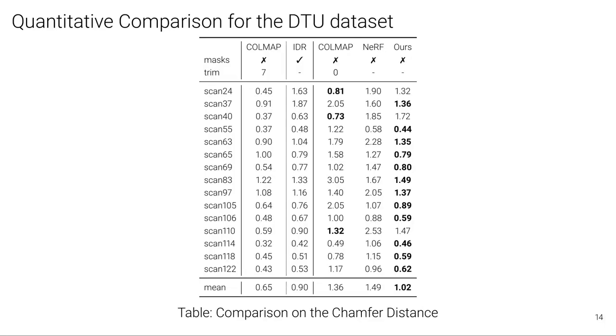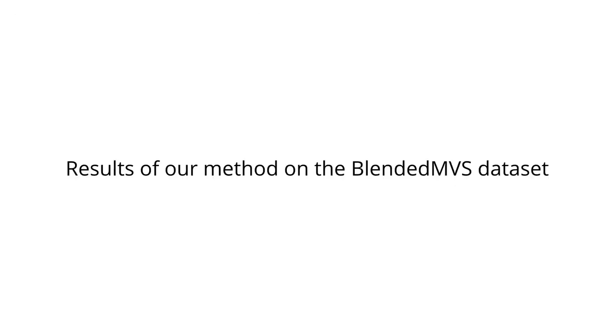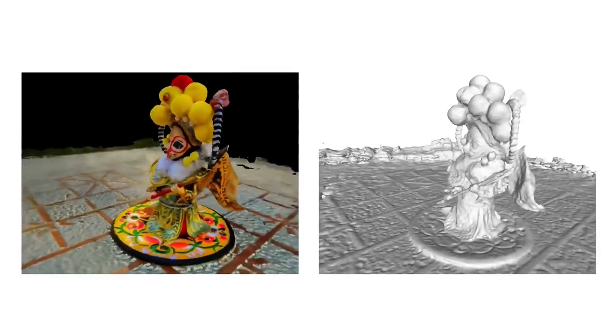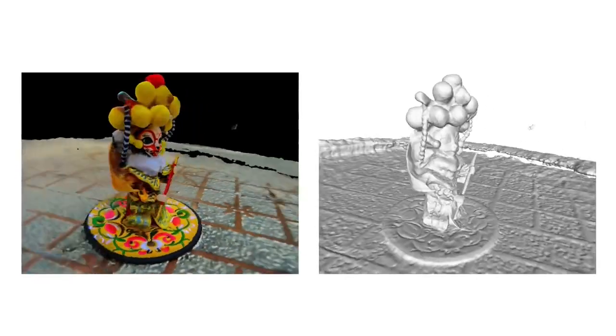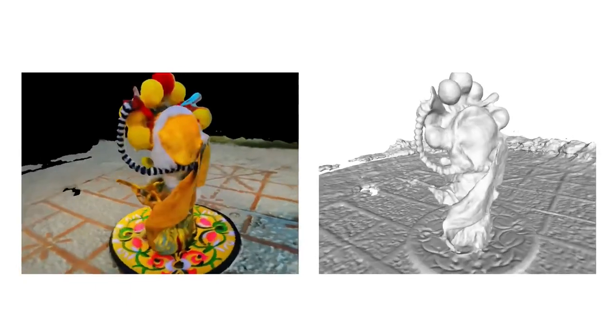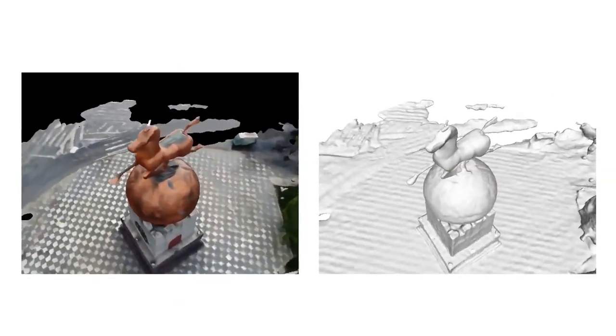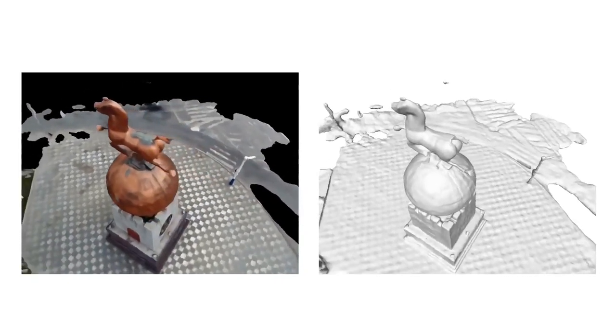In a quantitative comparison using the official DTU evaluation procedure, we found our method compares favorably to COLMAP without trimming and NeRF regarding the chamfer distance. IDR shows slightly better numbers but uses mask supervision. We further applied our method to object-centered samples from the BlendedMVS dataset. Here we use an additional background model to handle more difficult background in the scenes. Our model also shows plausible reconstructions with various details. Also, details in larger scenes are captured properly.